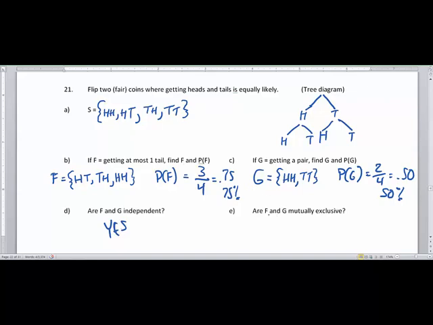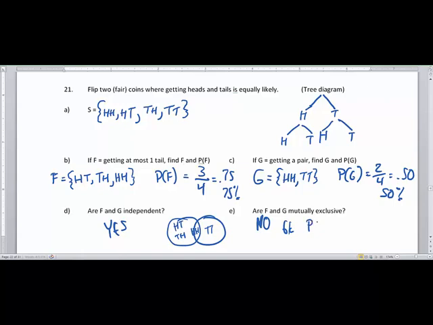But are the F events and G events mutually exclusive? And the answer is no. They're definitely not mutually exclusive. And the reason why is because if we made a Venn diagram of F, which is heads, tails, tails, heads, and G, which is heads, heads, and tails, tails, they would both have heads, heads in the middle.